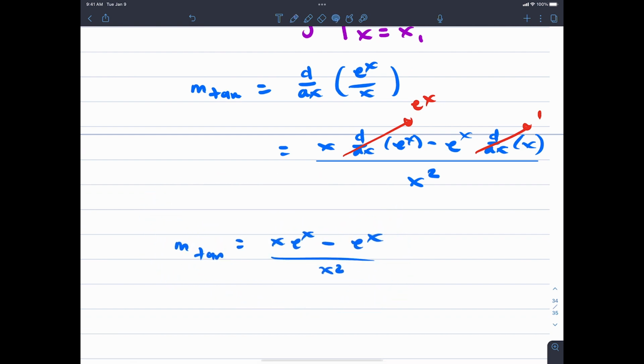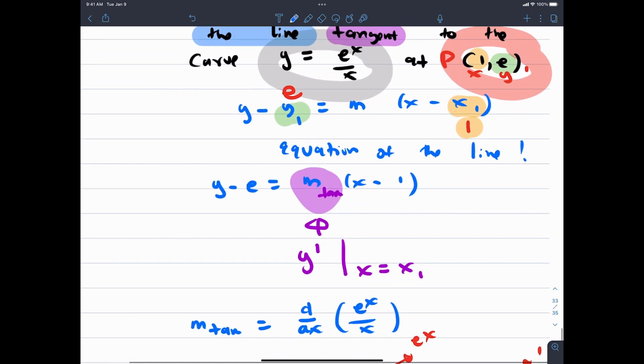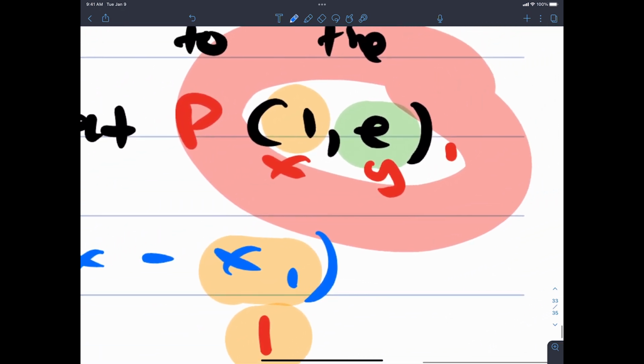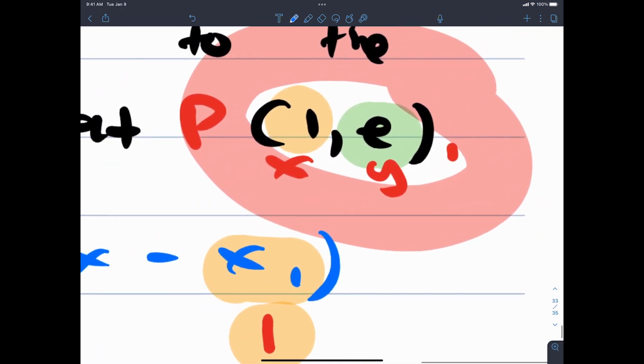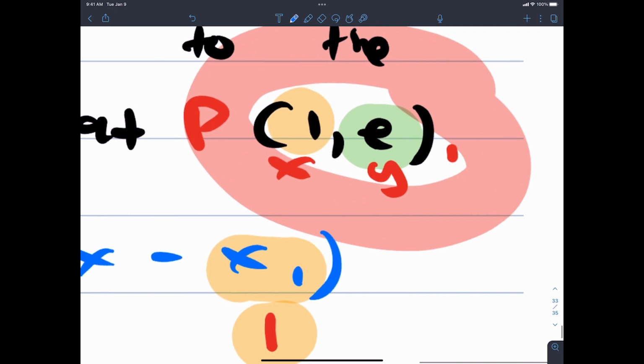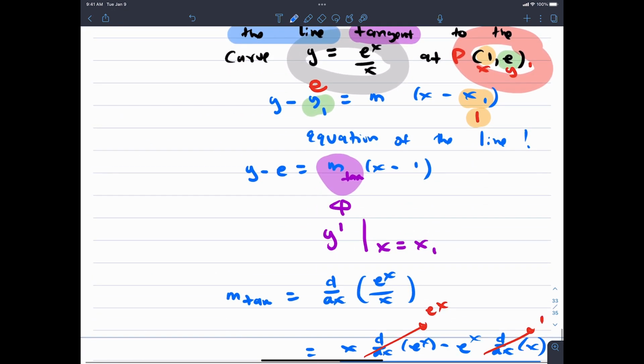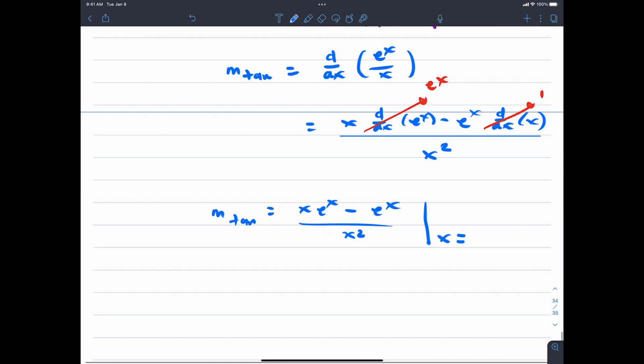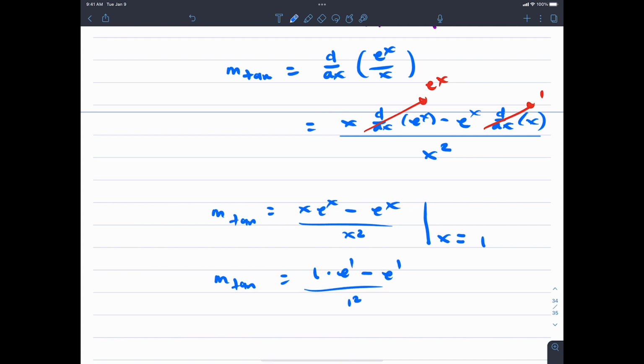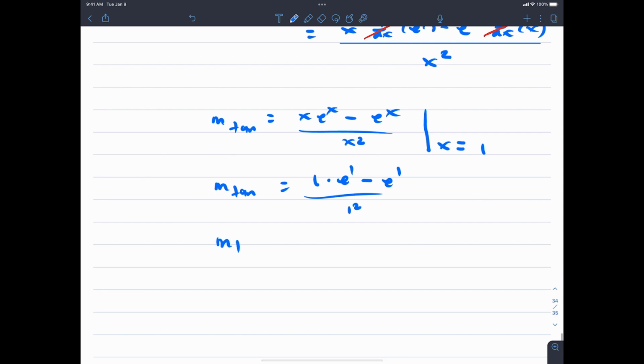And you evaluate that at x equals what number again? What's the x1 value? x1 is 1, the x coordinate from the one and only point. So you say, I just have to plug in a 1 here? Yes. 1 times e to the 1 minus e to the 1, over 1 squared. So what's m tangent? Is that 0?